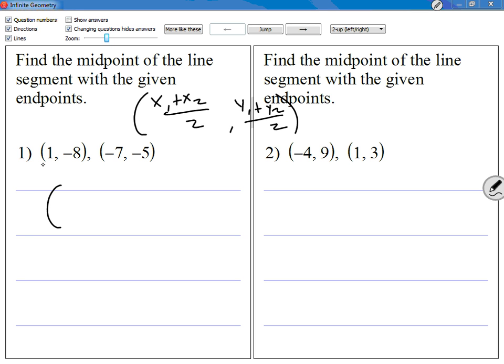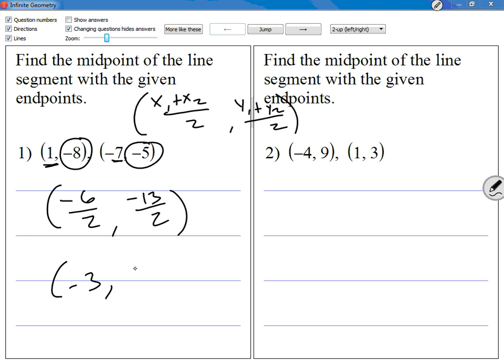Alright, let's add the x's. How much is 1 plus a negative 7? Negative 6 over 2. For the y value, how much is negative 8 plus a negative 5? Negative 13 over 2. Then simplify your fractions if you can. I'm going to end up calling this negative 3 and then negative 13 over 2. Now the first fraction I can simplify, the second one I cannot.